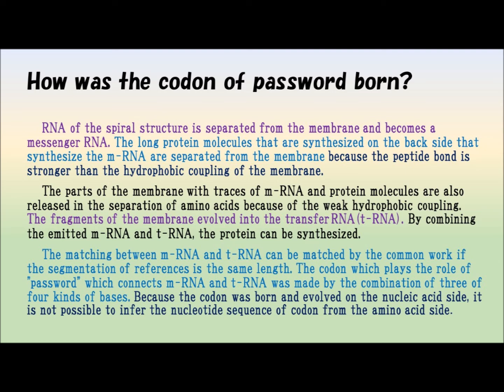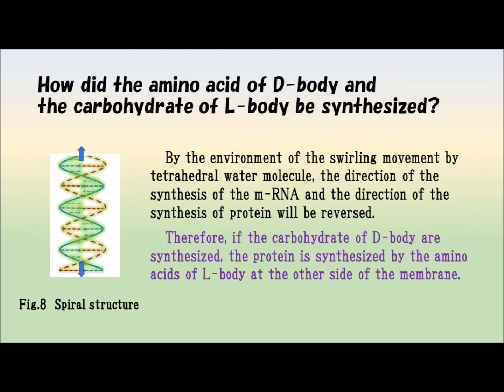The matching between m-RNA and t-RNA can be done by common work if the segmentation of references is the same length. The codon, which plays the role of a password connecting m-RNA and t-RNA, was made by the combination of 3 of 4 kinds of bases. Because the codon was born and evolved on the nucleic acid side, it is not possible to infer the nucleotide sequence of the codon from the amino acid side.